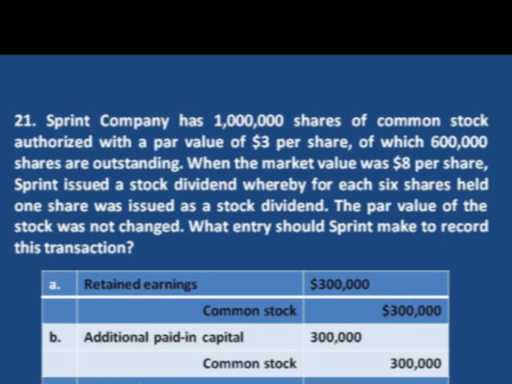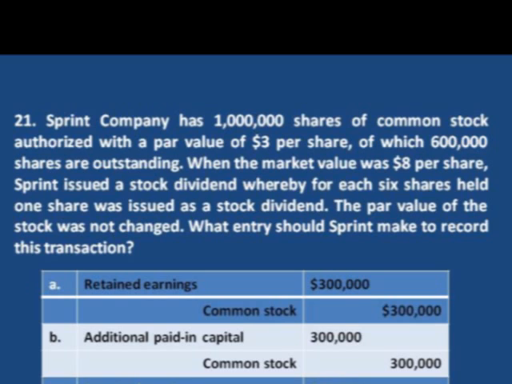The market value was $8 per share. Smith issued a stock dividend, here's your key now, whereby for each 6 shares, we got 1. So 1 for 6, 16 2/3%. That's a small stock dividend. So what we're going to do is capitalize the fair market value. We're going to give 1/6 of 600,000, which is 100,000, times 8. The answer is going to be 800,000.